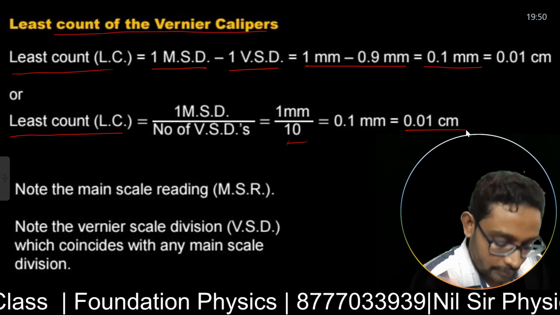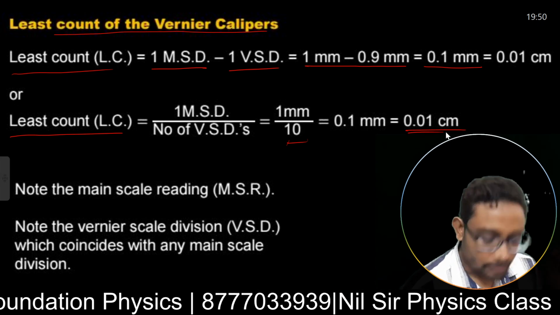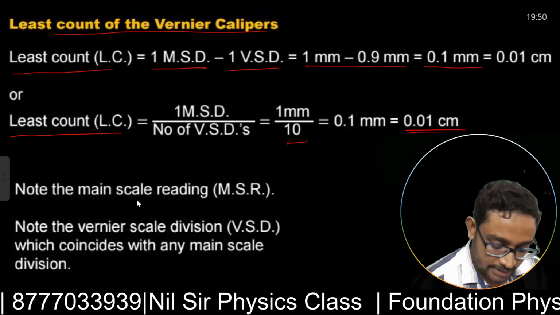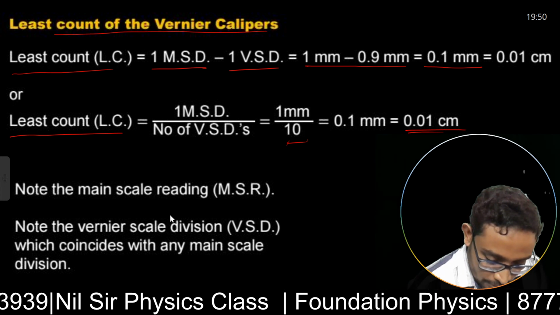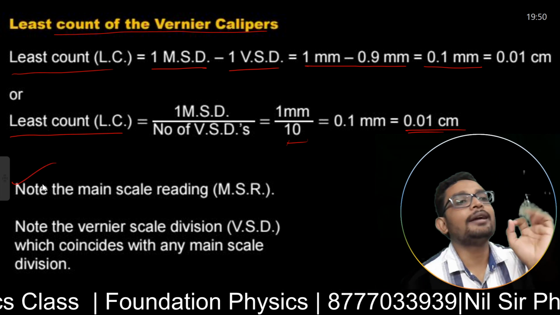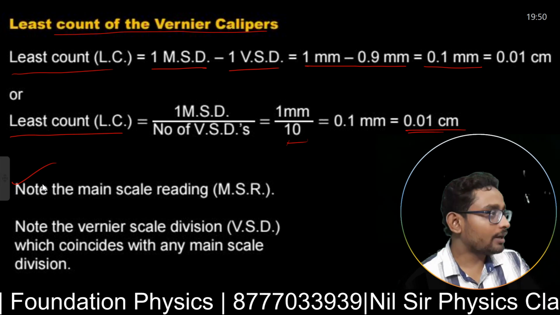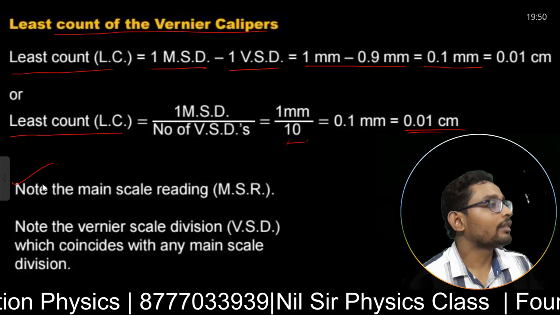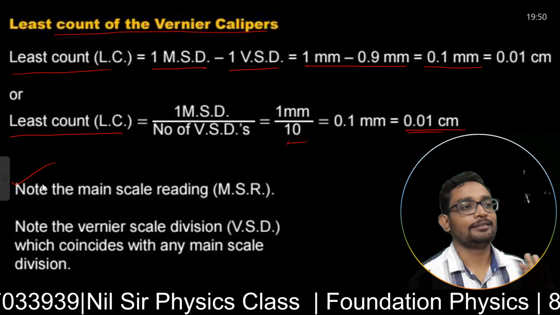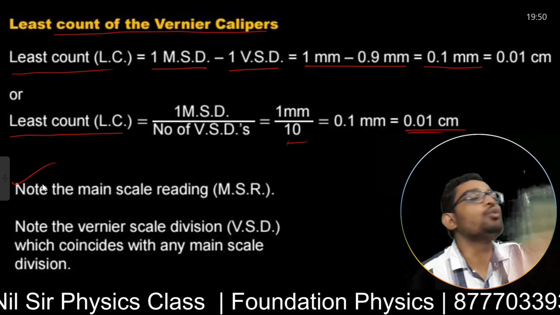Right? Okay. So this is our least count. And what will be our measurement value? The measurement value, the main scale reading. So we'll note the main scale reading first. We'll find the vernier scale division which actually matches the main scale. It does not matter in which main scale division.